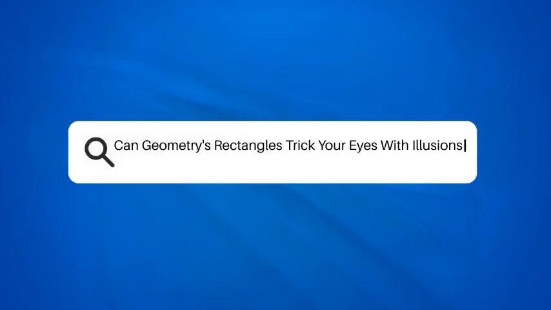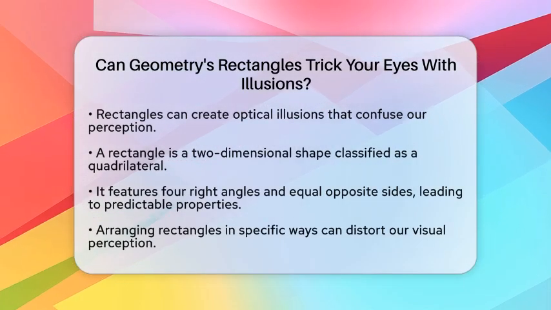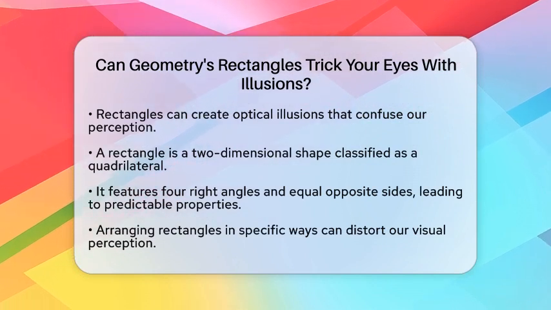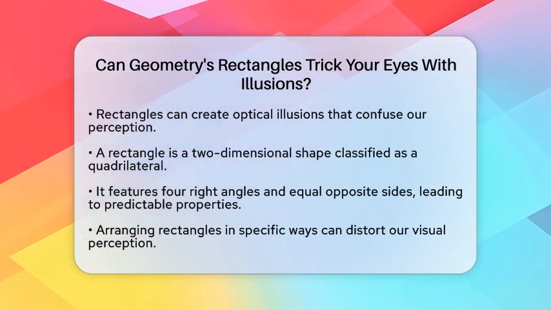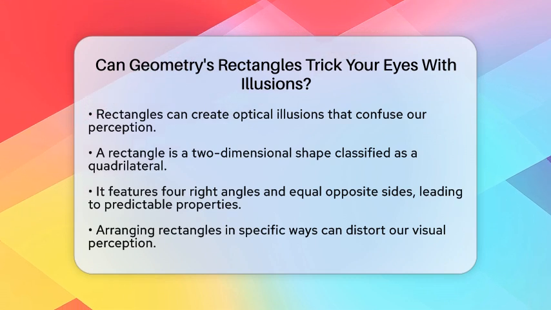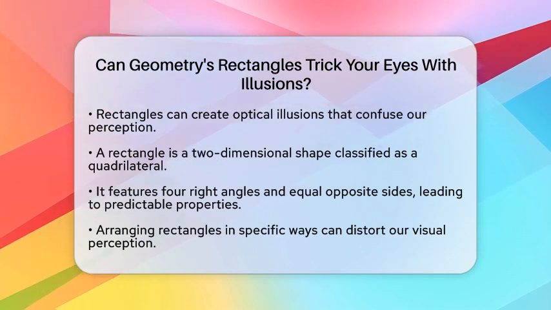Can geometry's rectangles trick your eyes with illusions? Have you ever looked at a rectangle and felt like it was playing tricks on your eyes? You are not alone. Rectangles, like many shapes, can create fascinating optical illusions that can confuse our perception. Let's break down how this happens.